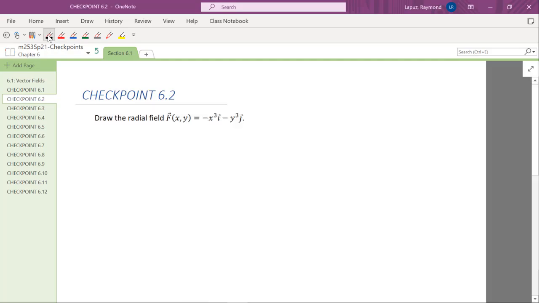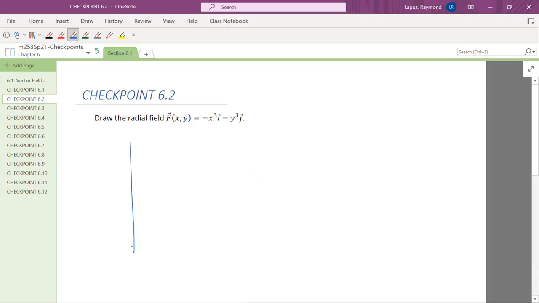Hello, let's take a look at section 6.2. They want us to draw the radial field f of xy, where we have negative x cubed in the i direction and negative y cubed in the j direction.